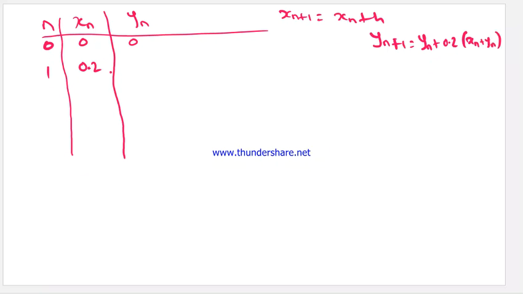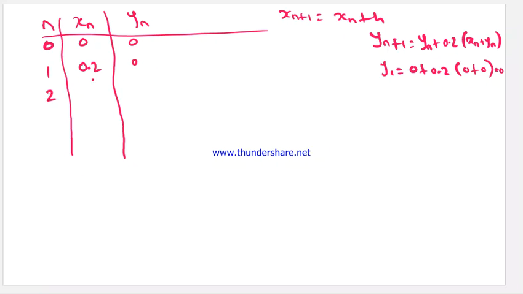So that means to get our y1, what do we do? Our y1 is equal to our y0, which is what? 0 plus 0.2 times our x0, y0. That will be what? 0 plus 0. And that means our y1 equals 0.